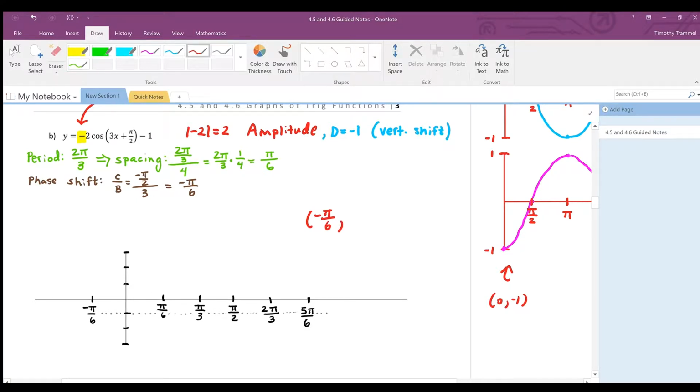Well, if the middle of the wave is at y equals 1 and the amplitude's 2, then the bottom would be down here at minus 3. So this is where we'll start. The bottom of the wave. There we are.